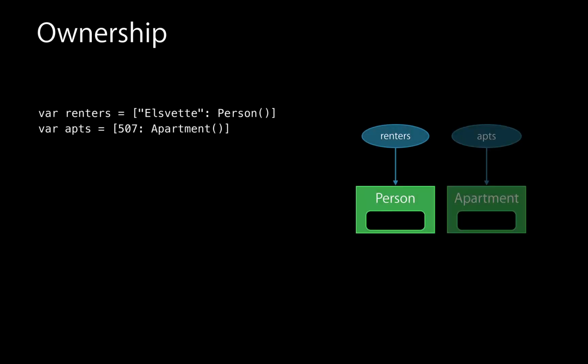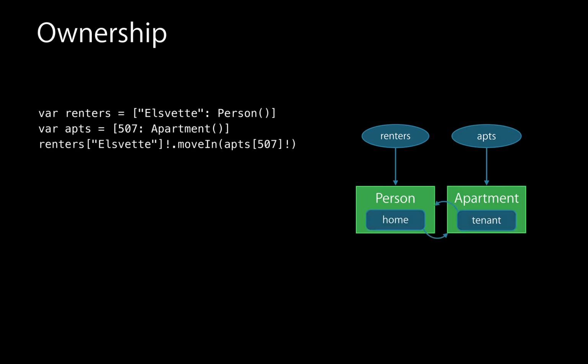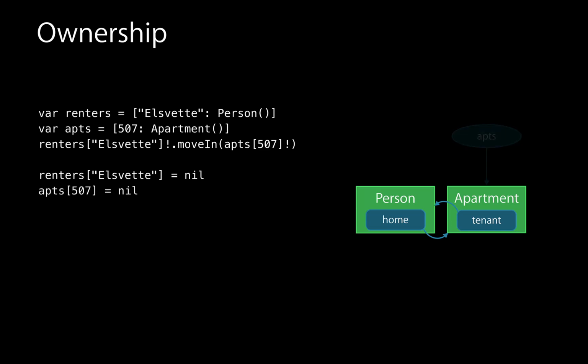Let's set up a dictionary of our renters and our apartments, say we're a landlord, and let's move one of our tenants, Elsvet, into her apartment. Now there's a problem. If she tries to move out, she's trapped. The reference to the apartment keeps her object alive. And even worse, if we try to sell off the property, we're stuck with the deed. Both objects keep each other alive in a reference cycle.